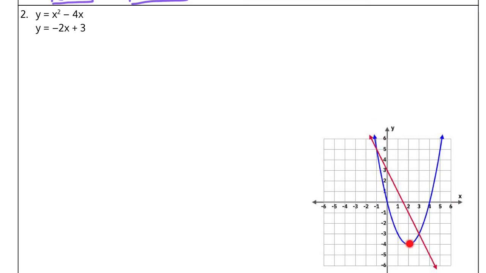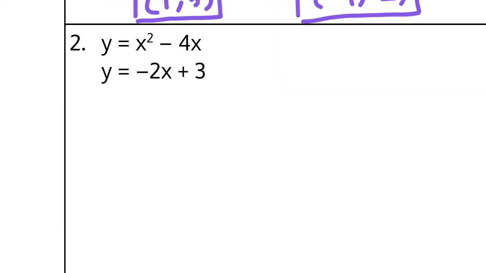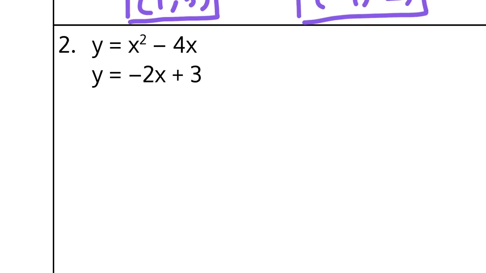So here's our parabola, and then here's our line, and as you can see, it crosses twice. Once here and once here. So we're going to have two solutions when we're done. Let's start by doing our substitution. So what I'm going to do is plug in this quadratic expression here into the y here.